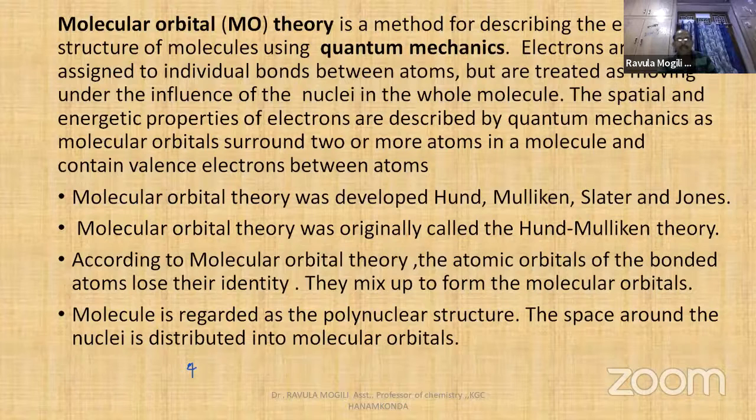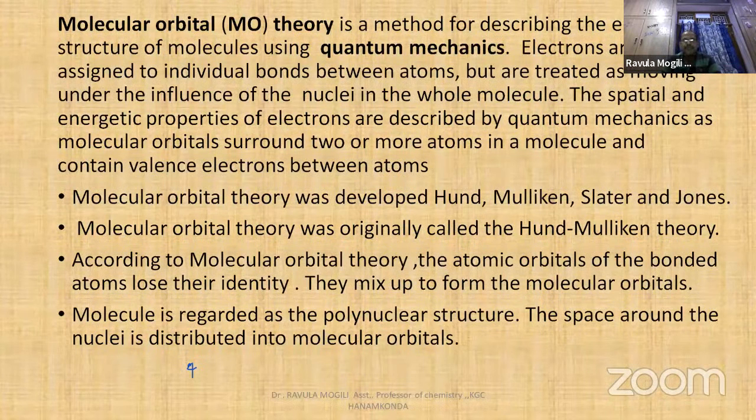So molecular orbital theory was developed by, who developed it here? Hund and Mulliken, Slater and Jones. Molecular orbital theory was originally called Hund-Mulliken theory. It is represented as Hund-Mulliken theory. According to molecular orbital theory, the atomic orbitals of the bonded atoms lose their identity.